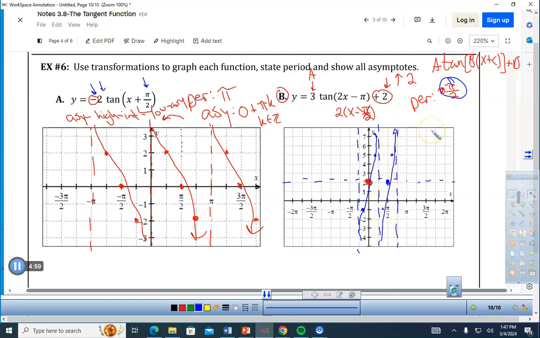I'm doing really poorly here. I'm getting sleepy. Okay, and follow that pattern. I can go over it in class if you guys want me to, but yeah, asymptote, go over pi over 2. 0, up 3, down 3. It's gross.